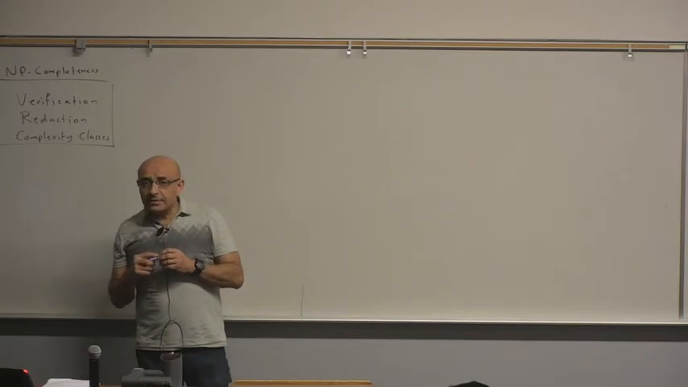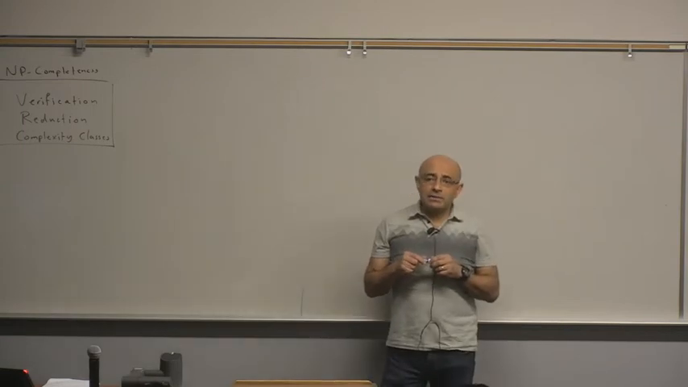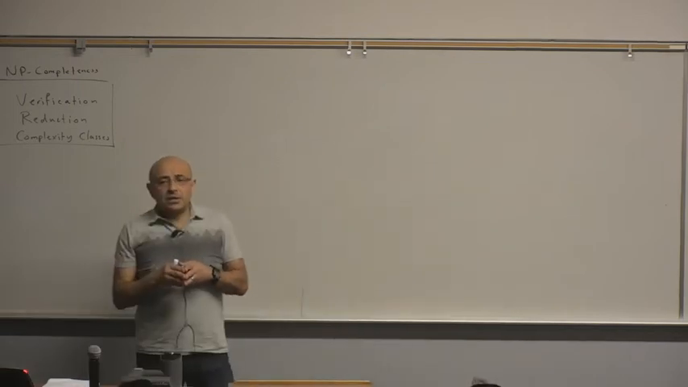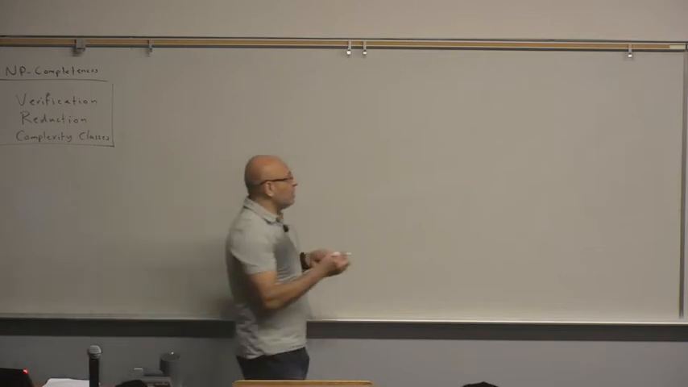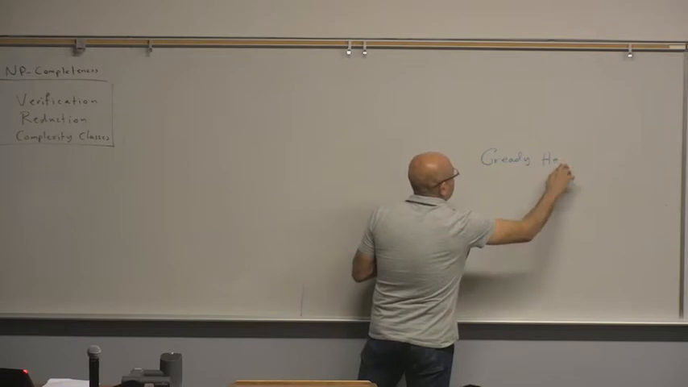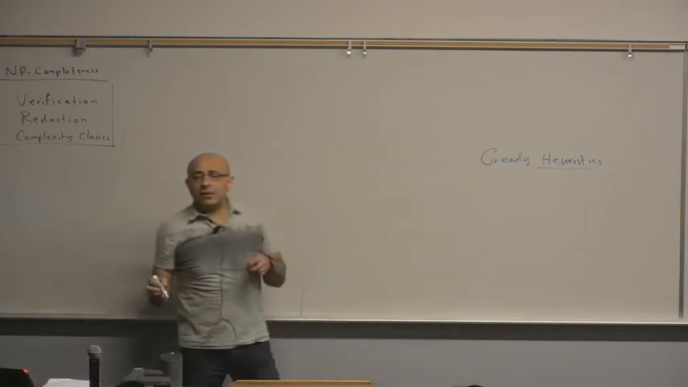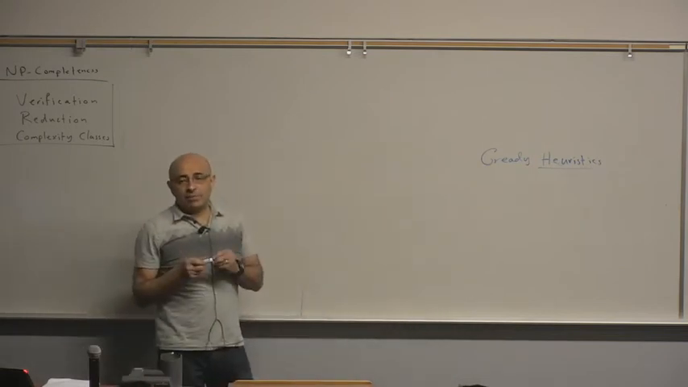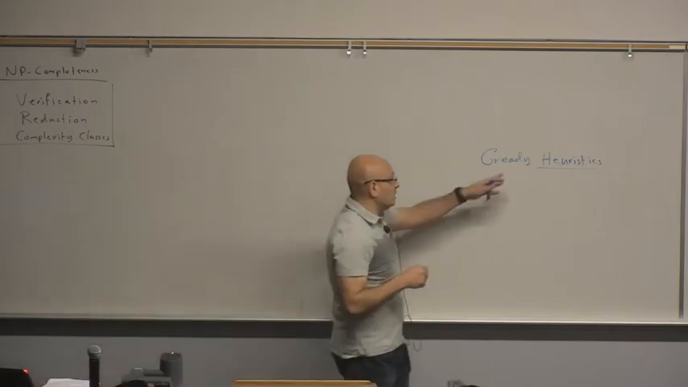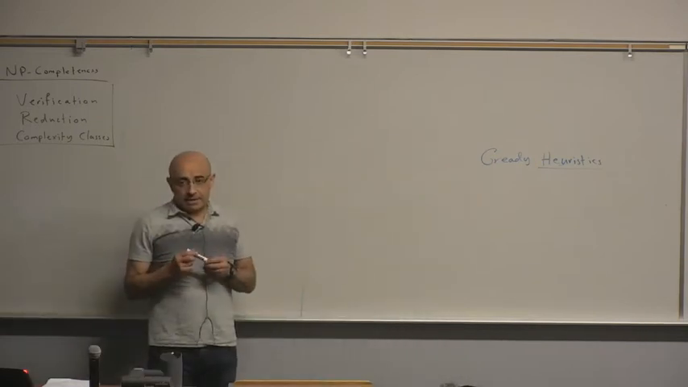And in practice, there are many NP-complete problems that are handled using either approximation algorithms or even greedy algorithms or greedy heuristics. In this context, a heuristic is an algorithm that is not guaranteed to give the optimal solution. So if an algorithm is not guaranteed to give an optimal solution, we call it a heuristic. And that's how we normally handle NP-complete problems in practice.